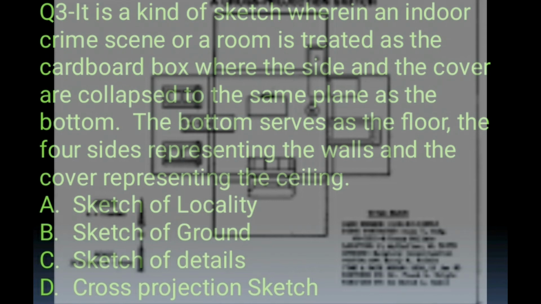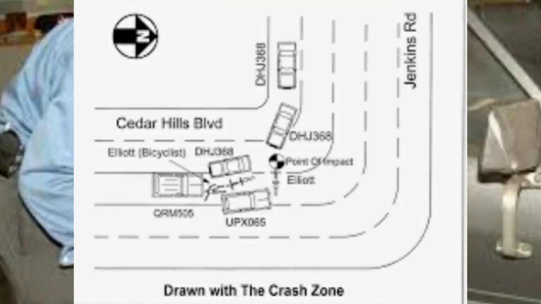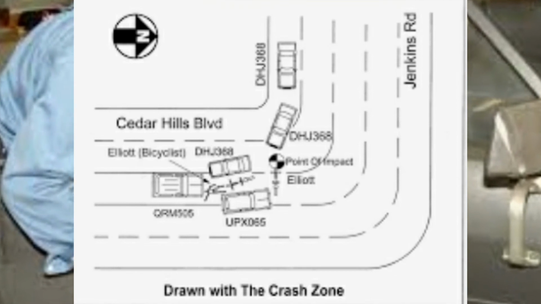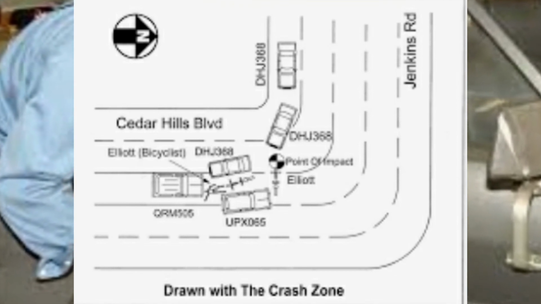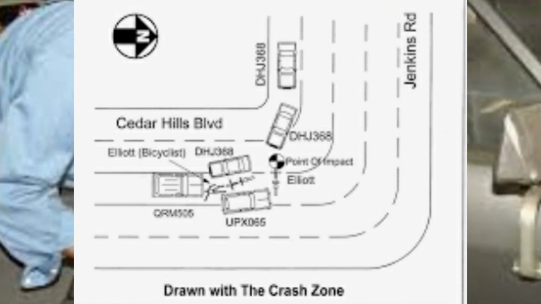Yan. Okay? So, what are the specific kinds of sketch? Ito po yung mga yon. Sketch of locality, sketch of ground, sketch of details, then cross projection sketch, no? A sketch of locality deals with the vicinity of the crime scene in relation to the environs or environment to include neighboring buildings, structures, or means of access leading to the scene.